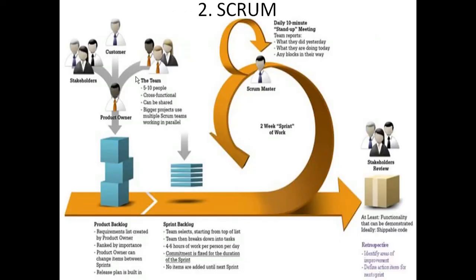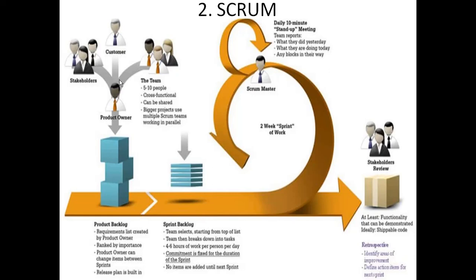The second model is the Scrum model, and it is also widely used in organizations. The Scrum model is basically used when there are repeated changes in the product as the user requirements are changing. It includes all the customers, stakeholders, product owner and the team, which is of 5 to 10 people.